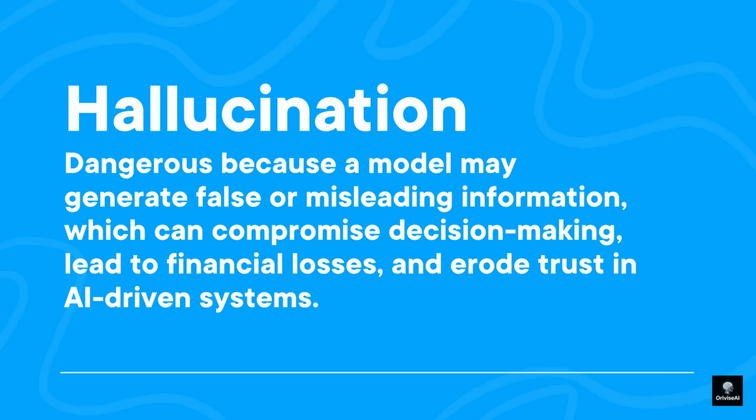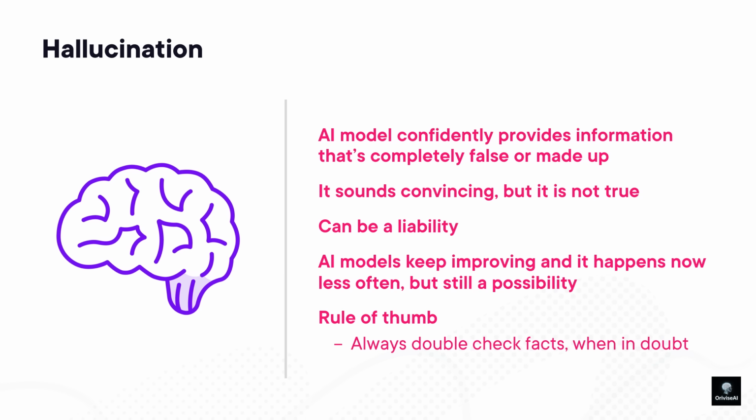Next up are hallucinations. This is when the model generates false or misleading information in a confident, convincing way. This can lead to poor decisions, financial loss, and reduced trust in AI systems. If accuracy matters, always double-check and ask for sources.